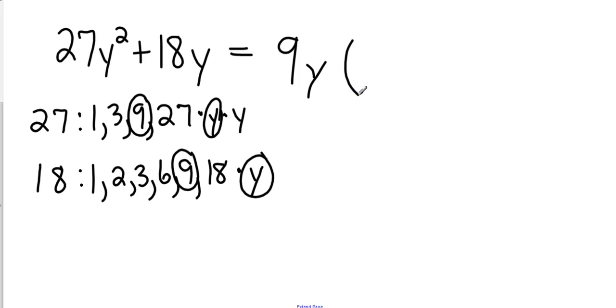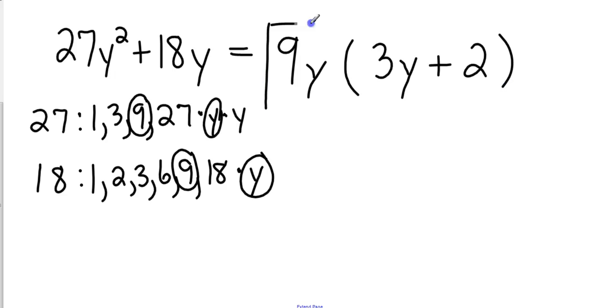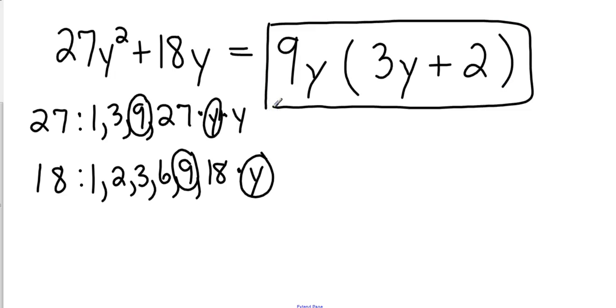Okay, so 9y times what is 27y squared? Well, 9 times what is 27? That's going to give us 3. And y times what is y squared? That's a single y. Then I bring over my plus sign. Now I say 9y times what is 18y? Well, 9 times 2 is 18, and y times 1 is y, but we're not going to need to put that in there. So now we are right back where we started: 9y times 3y plus 2. Factor out greatest common factors.